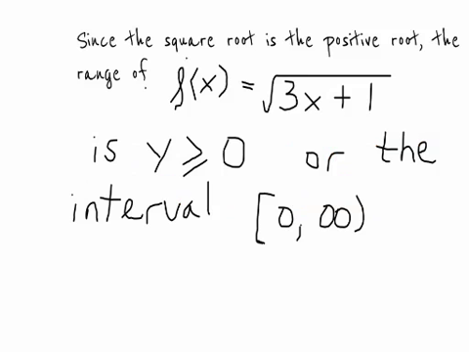Now, to find the range, we want to know what the corresponding output is. On a square root function, since it's given as the positive square root, we have to assume that we only have positive answers, or 0. Therefore, the range of that function, all the possible y values, is y greater than or equal to 0. Or in interval notation, bracket 0, comma, infinity, parentheses.